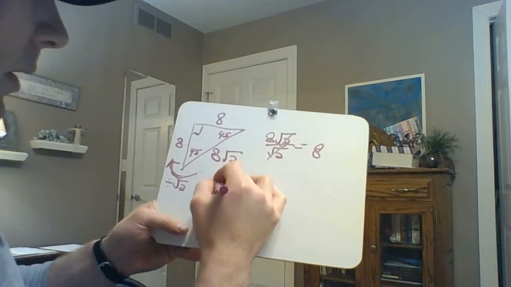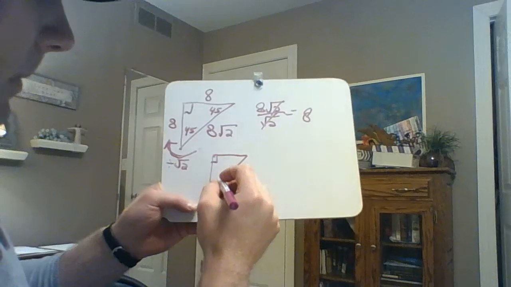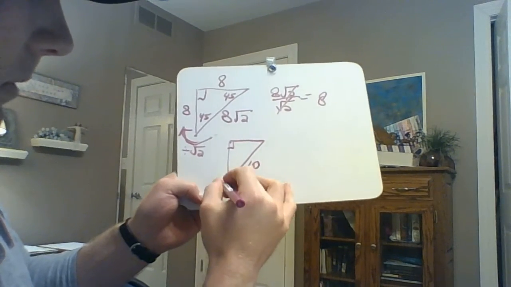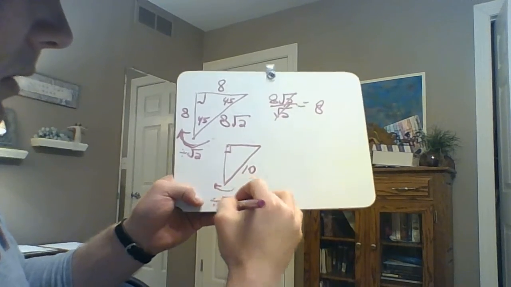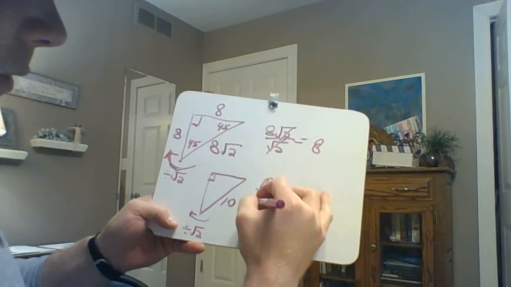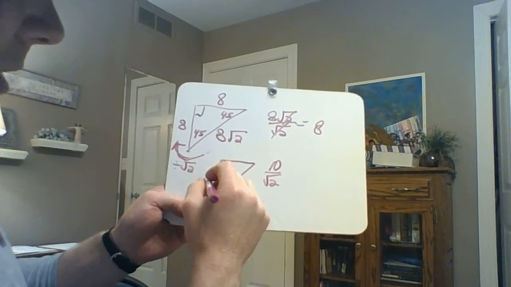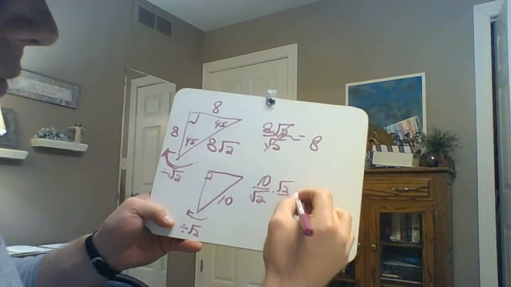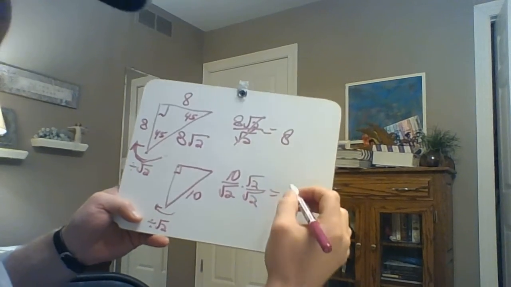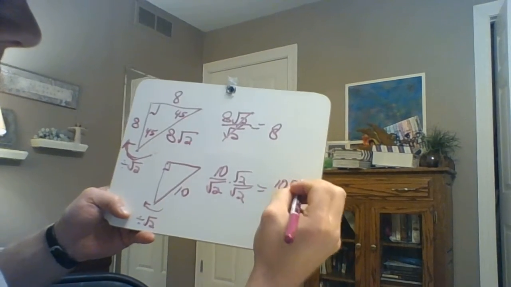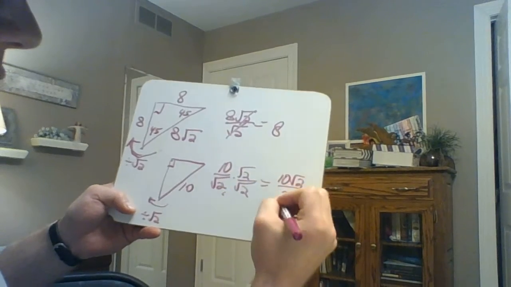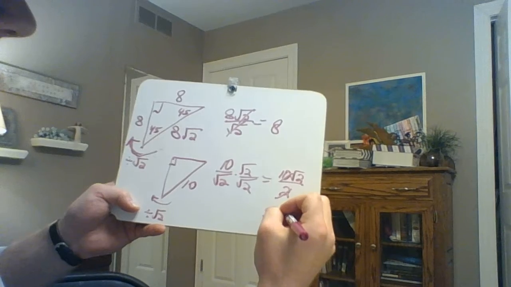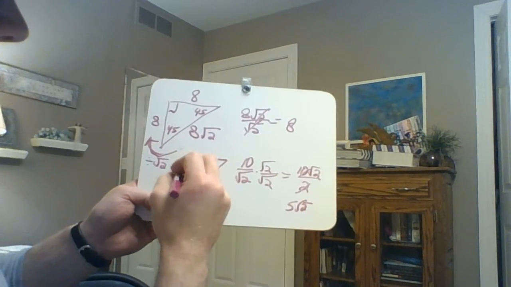What if it were a little harder? What if this were 10? What would these sides be? Well, again, if we go backwards, we're just going to divide by square root of 2. So 10 over square root of 2 is that value. But we should rationalize that by multiplying by square root of 2 over square root of 2. So 10 square root of 2 over 2, and then 2 goes into 10 5 times, so 5 square root of 2.